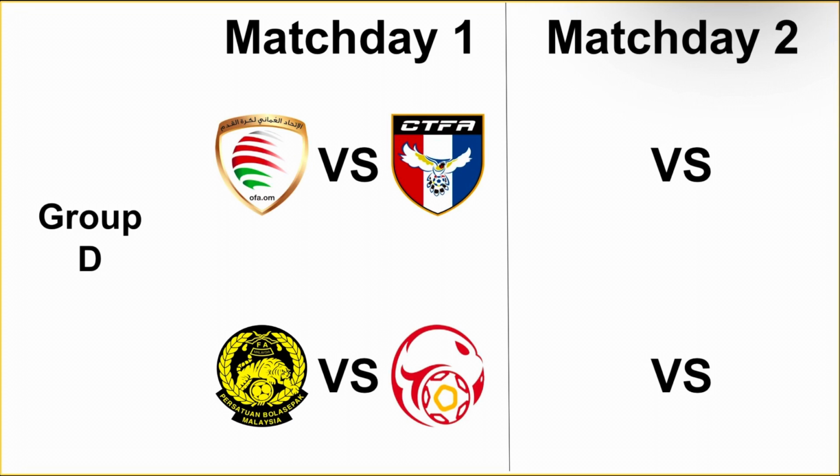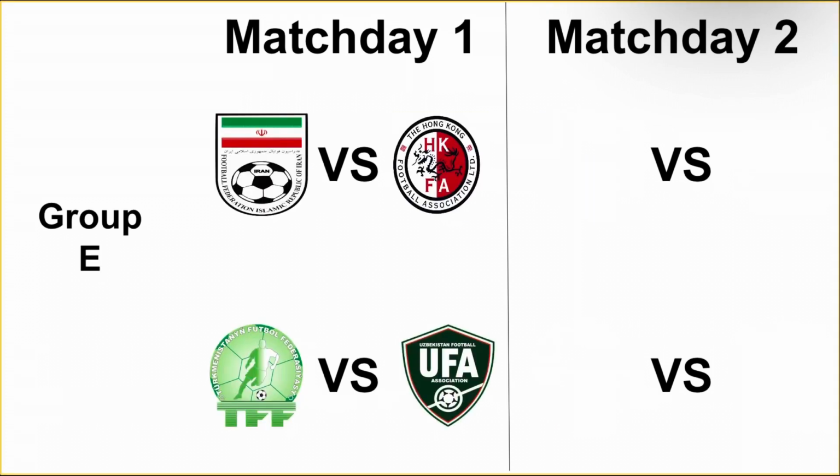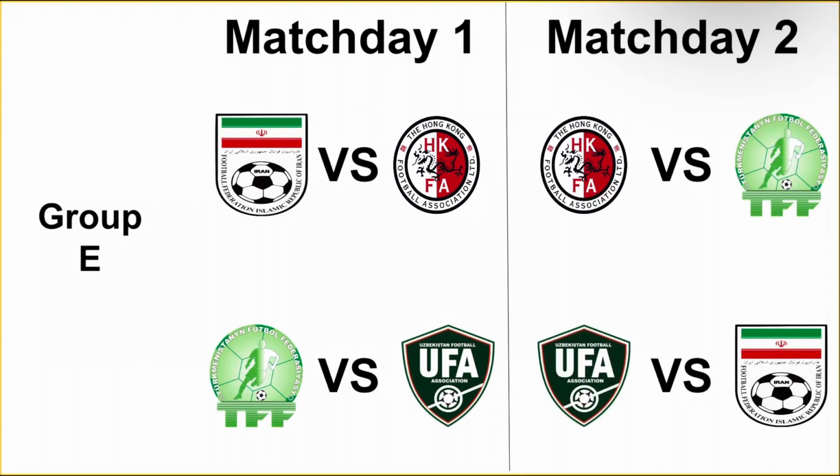Matchday 1 for Group D will be Oman versus Chinese Taipei and Malaysia versus Kyrgyzstan. And Matchday 2 will be Chinese Taipei versus Malaysia and Kyrgyzstan versus Oman. Matchday 1 for Group E will be Iran versus Hong Kong and Turkmenistan versus Uzbekistan. Matchday 2 will be Hong Kong versus Turkmenistan and Uzbekistan versus Iran.